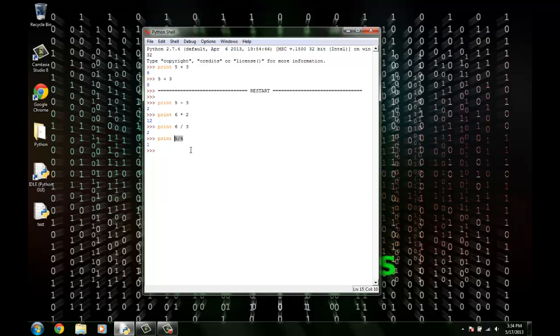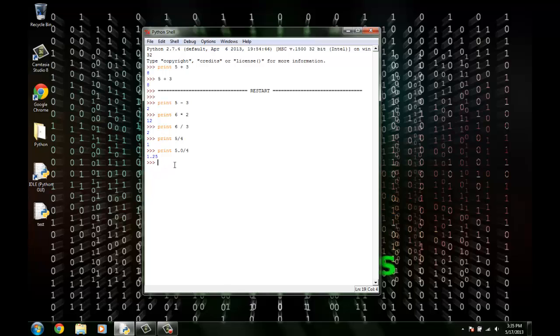If we want to do that, then one of these numbers must be a float, or a number with a decimal. So let's try that. Print 5.0 divided by 4. Now it gives us a pretty good answer, 1.25 instead of just 1.